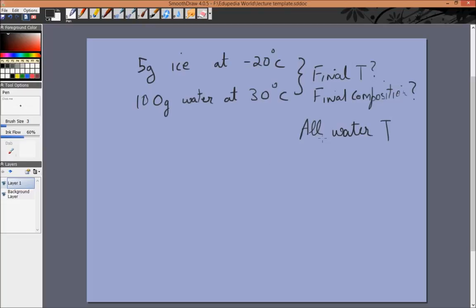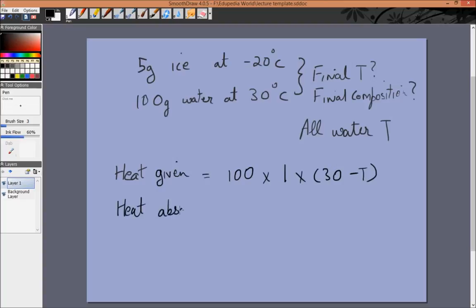Let's assume T. In that case, the total heat given will be 100 into, now we could do in terms of both calories and joules, but I will prefer working in terms of calories. So let's do that. 100 into 1 calorie per gram per degree centigrade into 30 minus T. And what is heat absorbed?